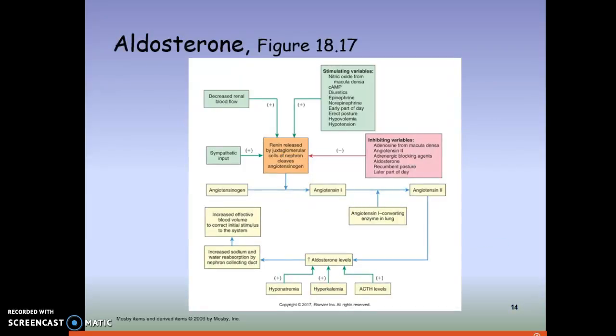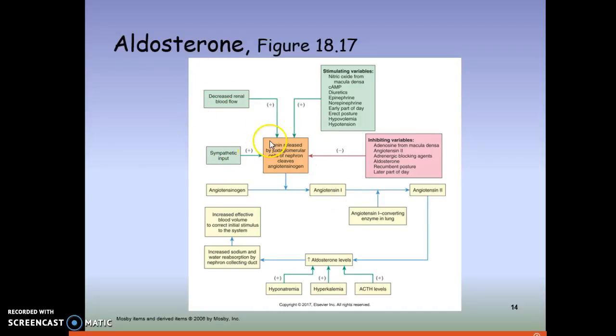And here is aldosterone regulation. Figure 18-17. Again, this should be quite familiar to you. You have increased aldosterone levels. Aldosterone is going to act to increase sodium and water reabsorption from the kidney, to have increased effective blood volume to correct the initial stimulus to the system, whatever that was, decreased renal blood flow, hypovolemia, hypotension up here, sympathetic input. This is the nervous system activity that is then going to have a direct effect on the endocrine system.